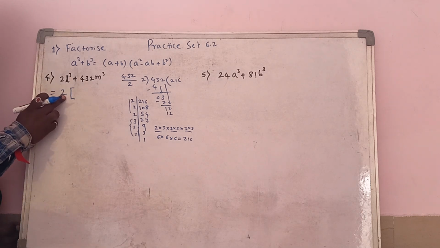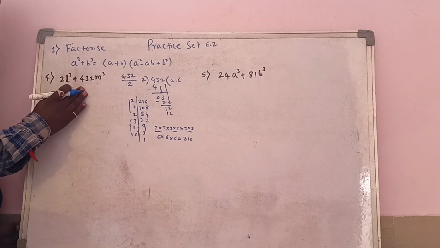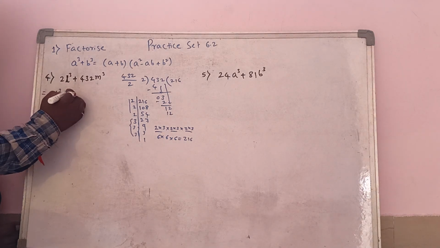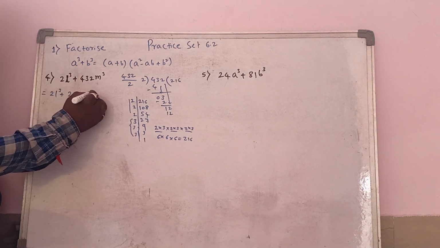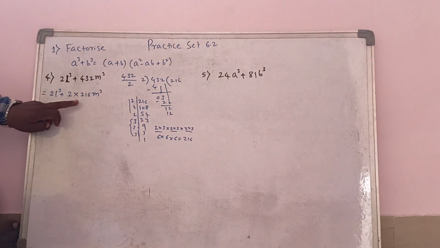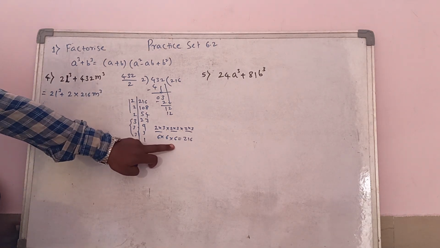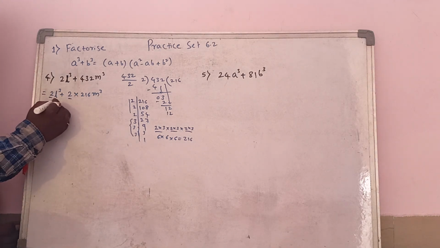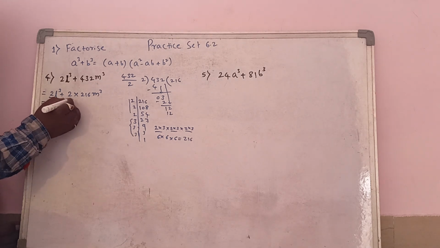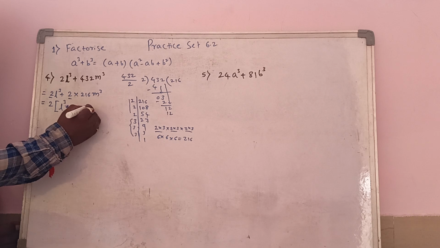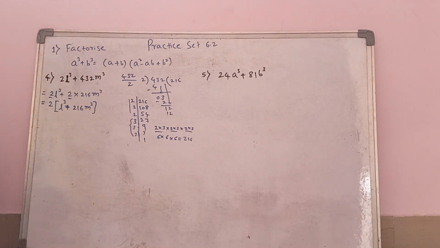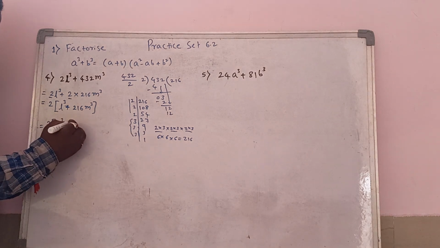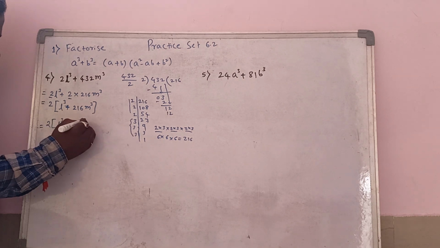Now just take 2 as common here as l cube plus, can I write this as 2 into 216 m cube? Is it not? Because I know 216 is 6 cube. Can I take this 2 common here? 2 taken common, l cube is remaining, this 2 gone. What is remaining? 216 m cube. What is now 2 outside as it is, l cube plus. Can I write this as 6m whole cube?